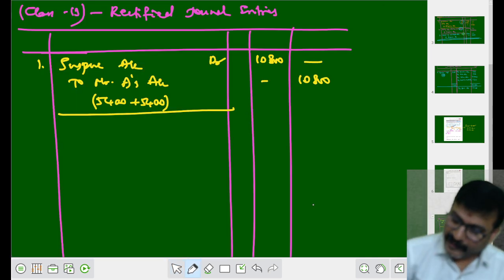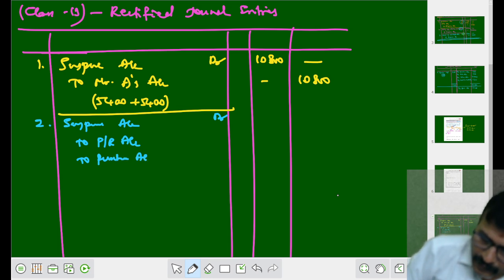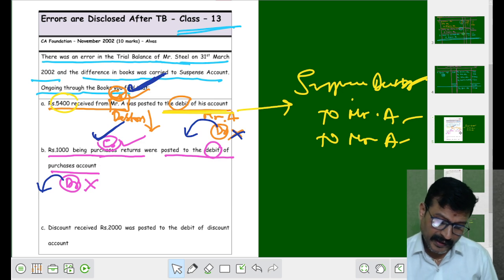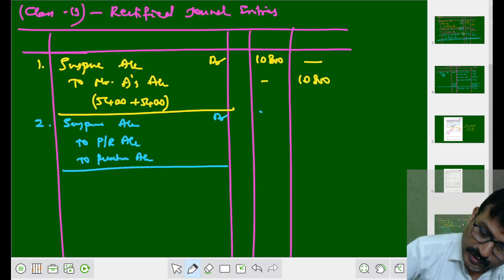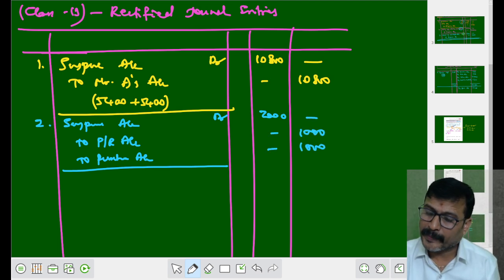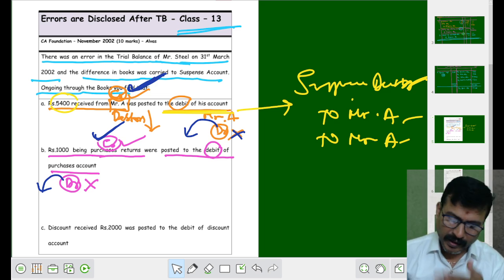Now the second entry for this will be: suspense account debit to purchase returns account, to purchases account. How much amount we have to write, my dear students? It is an amount of rupees 1,000. 1,000, 2,000 dash 1,000 dash 1,000. Being wrong debit to purchases account is rectified. I hope you got it right. Now let me move on to the next one.